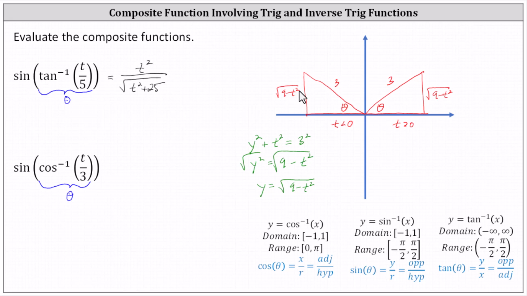And now to evaluate the composite function, we want to determine the sine of the angle theta, which is the ratio of the opposite side to the hypotenuse, which you notice in both reference triangles is the square root of the quantity 9 minus t squared divided by 3.